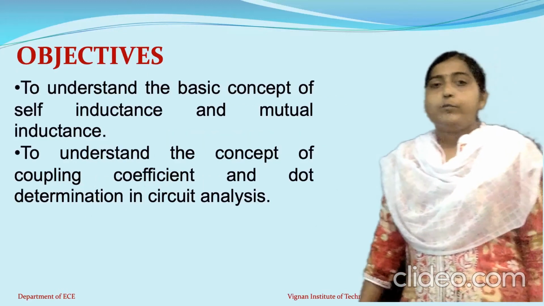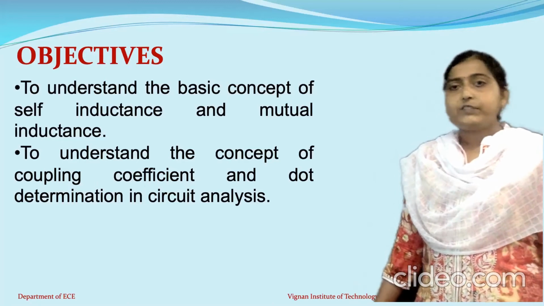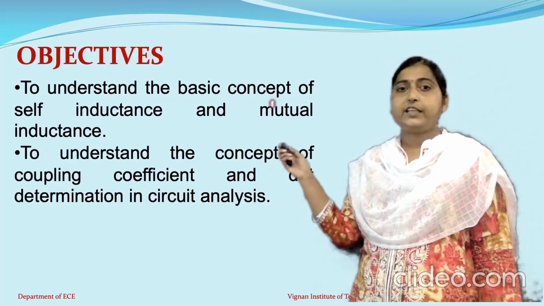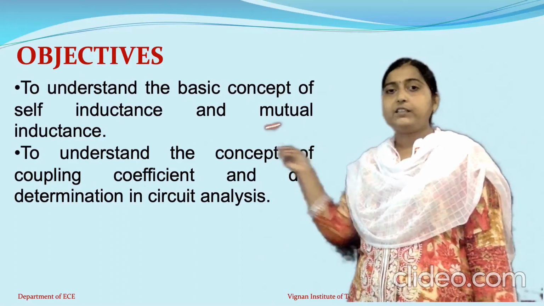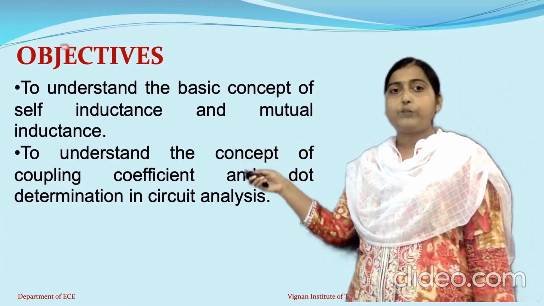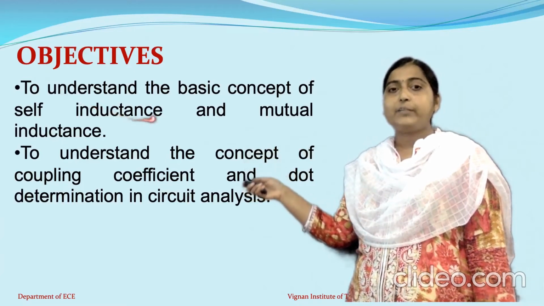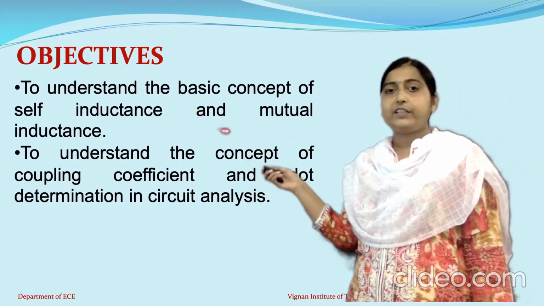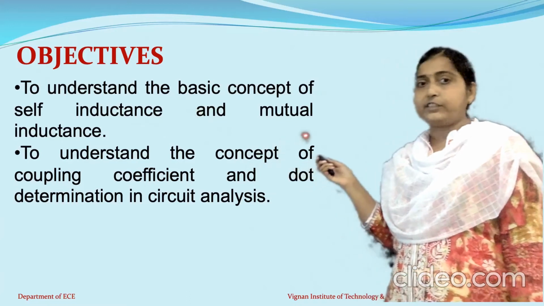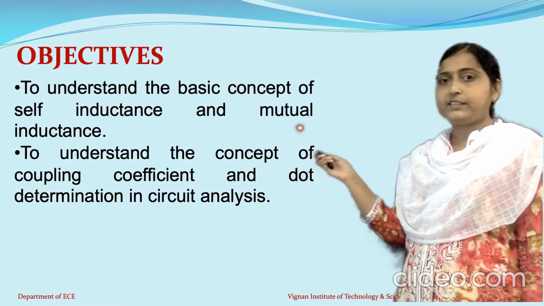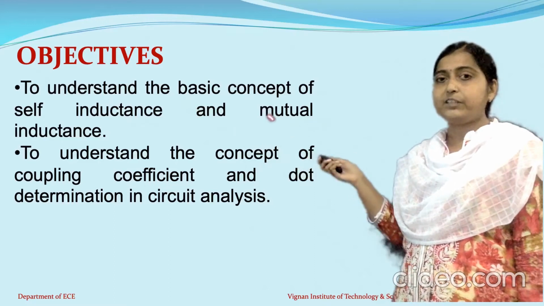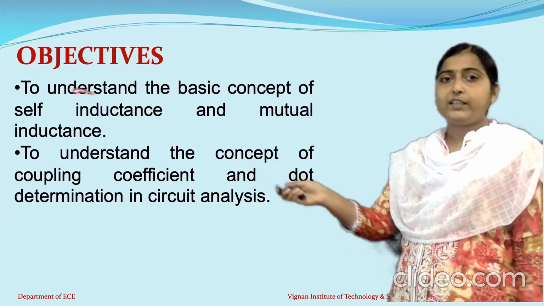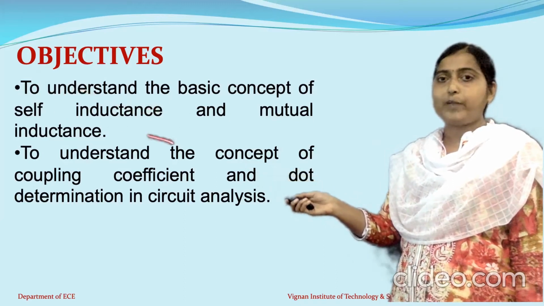Now, before we start with the basic concepts, let us first understand the objectives that we are going to study with respect to magnetic circuits. The first objective is to understand the basic concept of magnetic circuits, which is related with self-inductance and mutual inductance. Self-inductance and mutual inductance are the two terms related with the magnetic circuit. We'll see what self-inductance is, what mutual inductance is, and how they are related with respect to magnetic circuits.